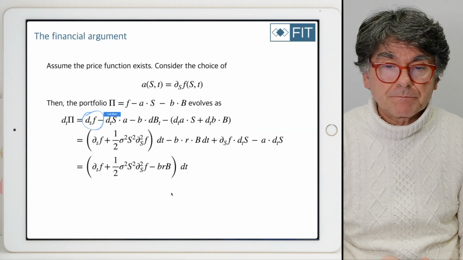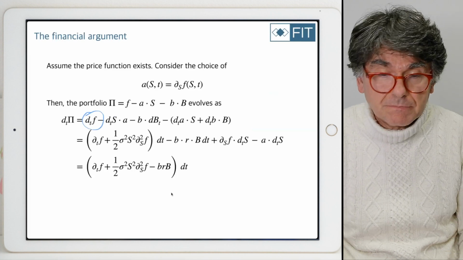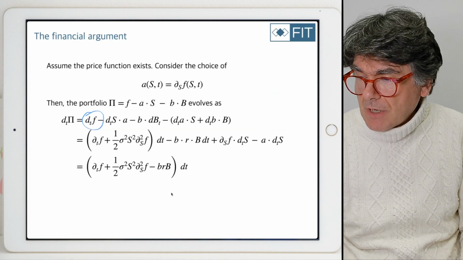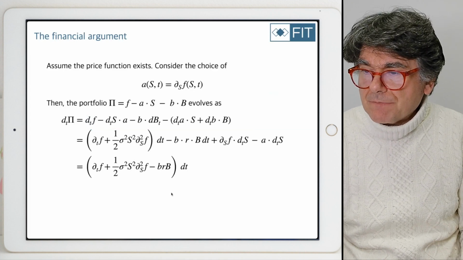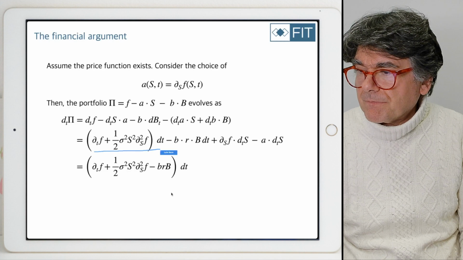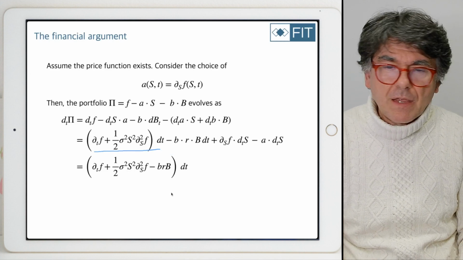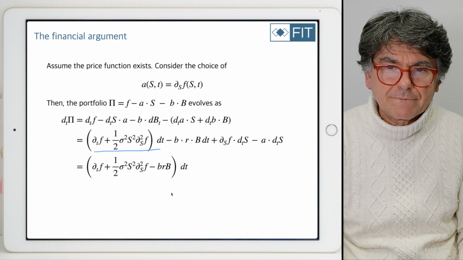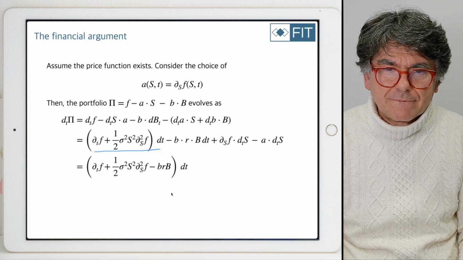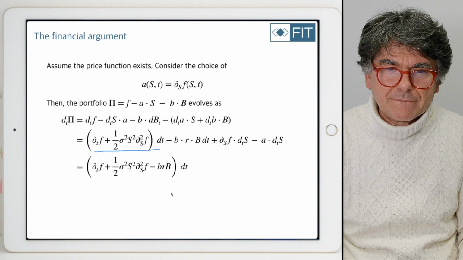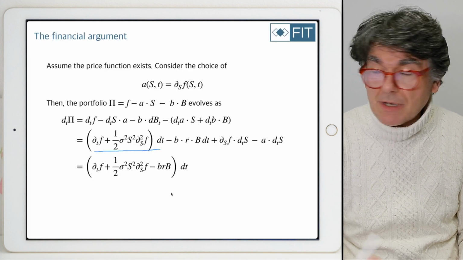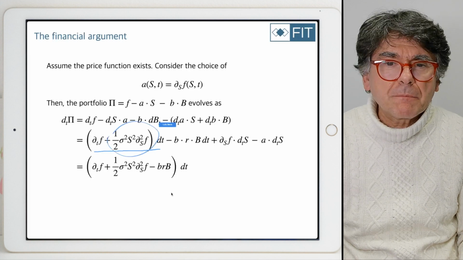What is that? Again, I don't know F, I don't know dF, but I know Ito's lemma, and Ito's lemma will tell me that dF is that. Okay? That's Ito's lemma. See that there?